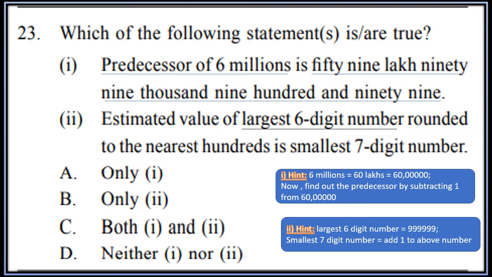Similarly for the second, the largest 6-digit number is 999,999. Now the smallest 7-digit number, how will we get it? By adding 1 to the largest 6-digit number. Now check whether the second is true or false.